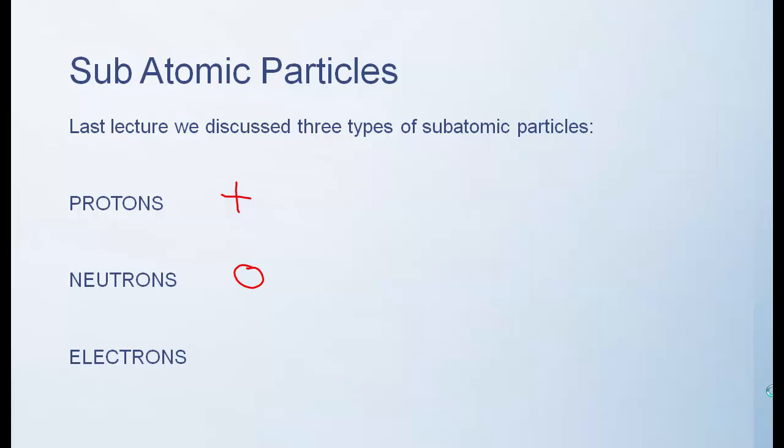We also said that an electron has a negative charge, and for now we'll just say that the electron is found someplace outside the nucleus in what we'll refer to as the electron cloud. And the electrons are much smaller in mass than either the protons or the neutrons. But the important thing to remember is that the charge of the proton is equal to the charge of the electron, so that we can create neutral atoms by having an equal number of protons and electrons.